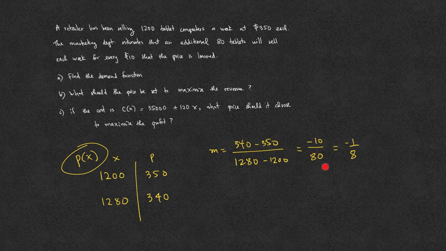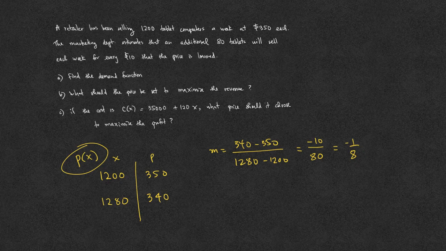If x increases by 80, then y decreases by 10. If the price decreases by 10, then the number of quantities sold increases by 80. And that is what the slope is telling us. Simplifying this is negative 1 over 8.